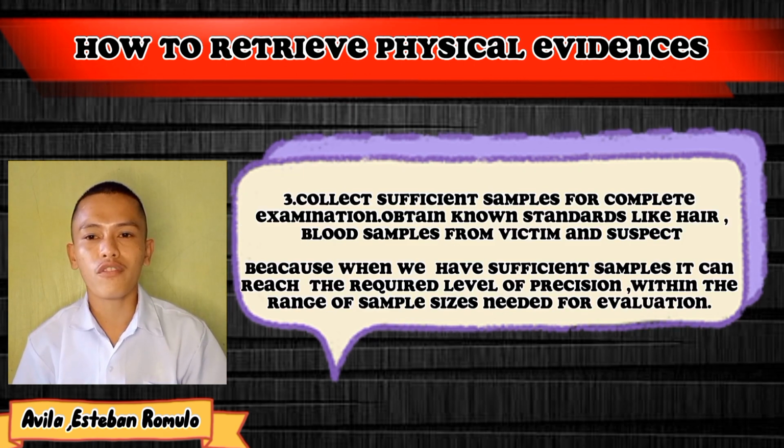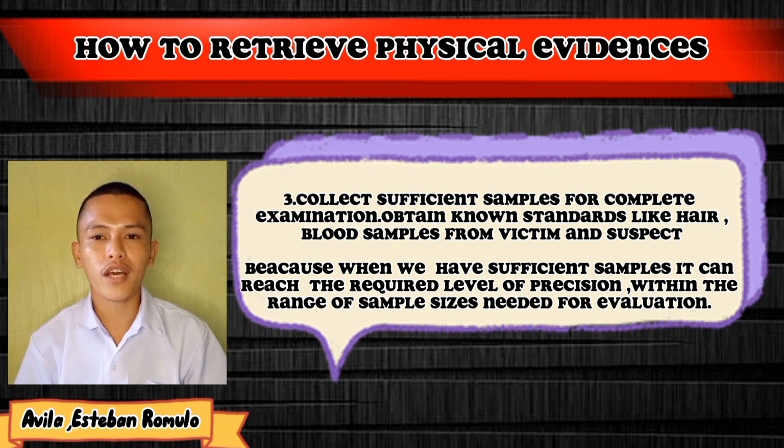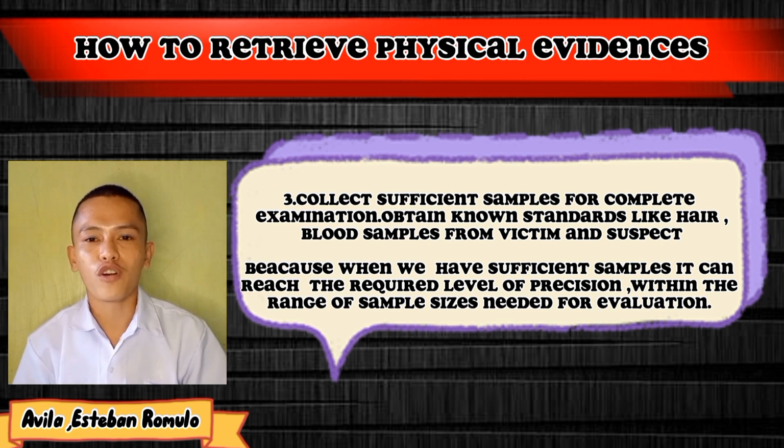Collect sufficient samples for complete examination. Obtain known standards like hair and blood samples from the victim and suspect. Because when we have sufficient samples, it can reach the required level of precision within the range of sample sizes needed for evaluation, which is extremely important for accurate comparison.